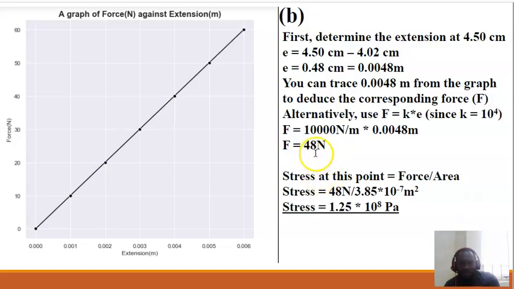Knowing the force, and you know the area, of course, you can now determine the stress. So that will be 48 Newton divided by the area, which is 3.85 times 10 to the minus 7 meters squared. That will give us 1.25 times 10 to the power 8 Pascal, which is what you are required to do. But most of you didn't really get this A and B part. But now you have the correction. You know how to go about this if it comes out in either test or exam.